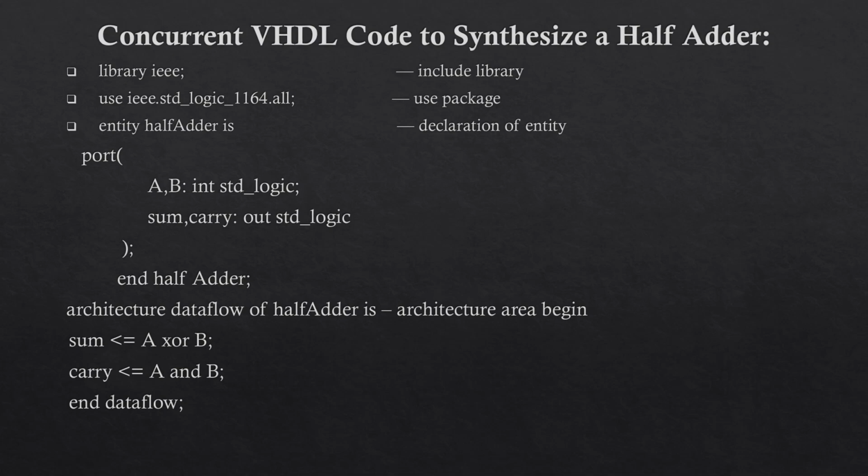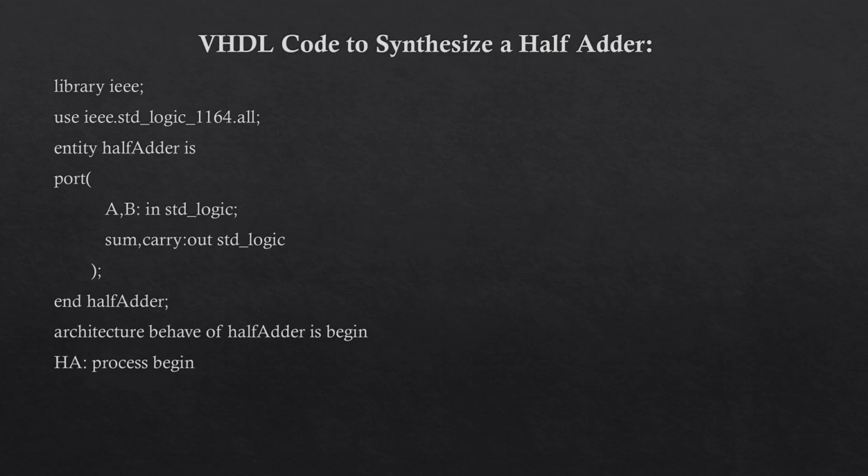Next we move on to the architecture data flow of the half adder, where we declare that sum is less than or equal to A XOR B, and carry is less than or equal to A AND B, and we end the data flow. So that's the VHDL code for synthesizing a half adder using data flow or concurrent modeling. Next we move on to the next type of modeling, which is behavioral modeling.